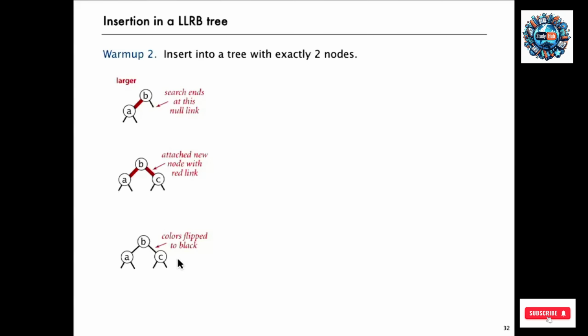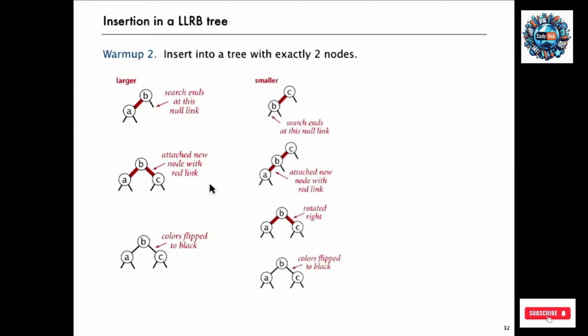So that's inserting into a tree that's a single 3 node, a key that's larger than both of them, and we wind up with a 4 node. But let's look at the other 2 cases, and understanding these is crucial to understanding the whole algorithm. Let's say the new key is smaller than both of the keys in our 3 node. We attach a new link at the left of the smaller node, and now we've got a fine BST, but it has 2 red links in a row. And that's something that's not allowed.